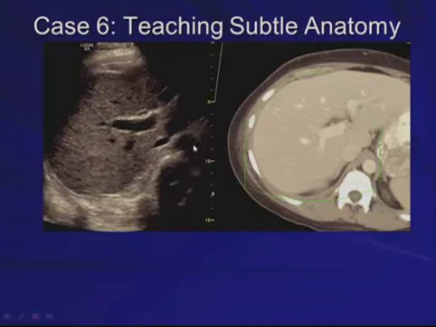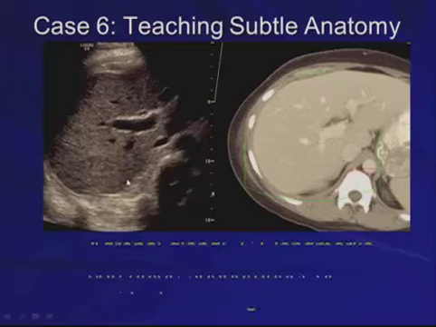So, again, here's the CT of the same patient with the ultrasound. If you have the CT next to the ultrasound, you can then show the resident side by side, here's the IVC, here's the adrenal, here is the diaphragmatic slip, same thing, IVC, adrenal, diaphragmatic slip, and it's a great teaching tool.